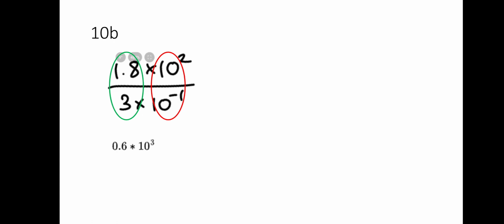And we need to convert this into an ordinary number. So 0.6 times 10 to the power of 3 would give you 600.